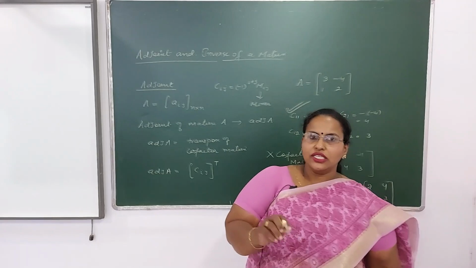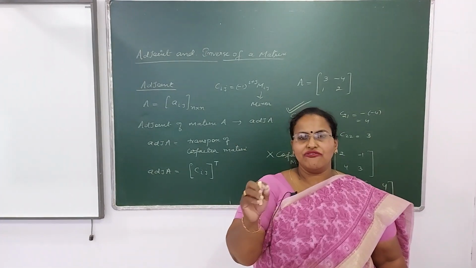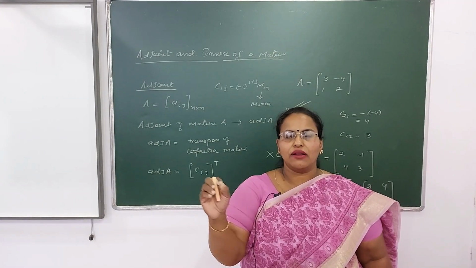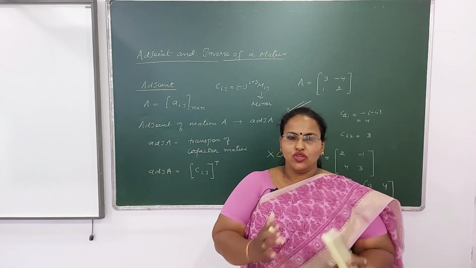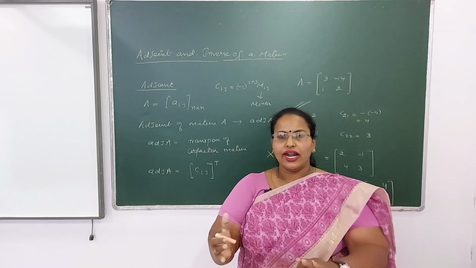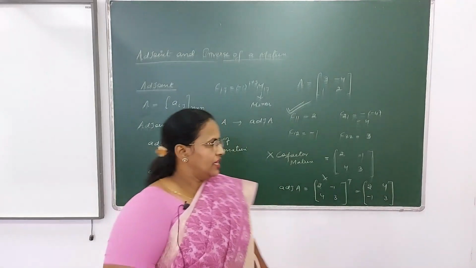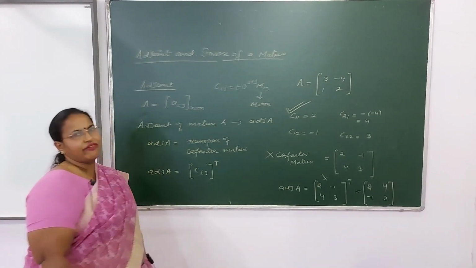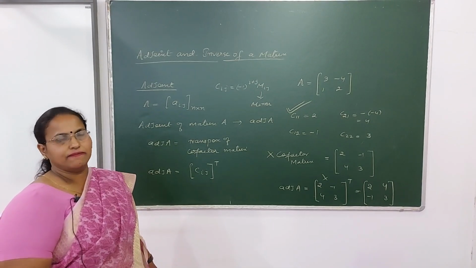If A is a square matrix of any order, then adjoint of A is defined as the transpose of cofactor matrix. So in this entire procedure, you need cofactor, then write down the transpose of it, that will give the adjoint of the given matrix A. Okay, I hope children you are understanding this. So this way you can find out adjoint of any square matrix A.